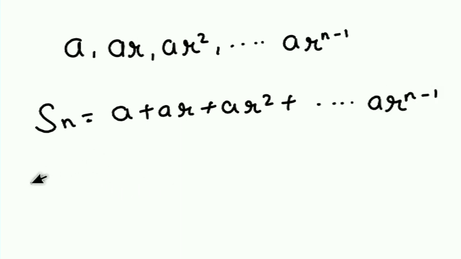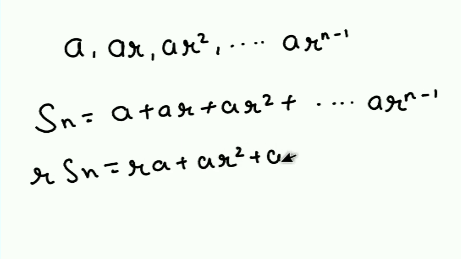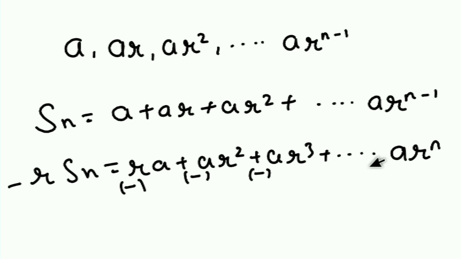So let's multiply by r on both sides. Then we will get rSn equal to AR plus AR square plus AR cube plus dot dot dot, and this will end with AR raised to n, since we are multiplying r to both sides. Then let's subtract these two equations from each other. Then the sign of the equation will change.